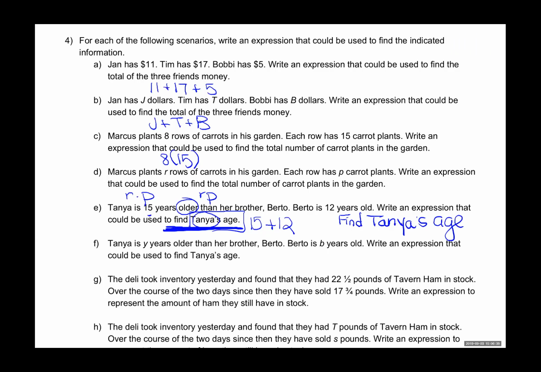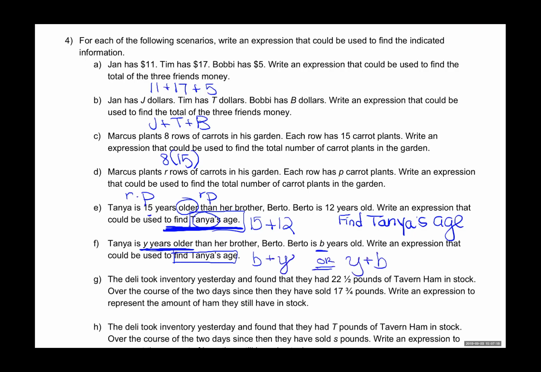Okay, let's look then at what happens if we had variables instead of numbers. Tanya is Y years older than her brother Berto. Berto is B years old. Write an expression that could be used to find Tanya's age. So once again, we want to find Tanya's age, and what we know is Berto's age, and we know how many years older she is. We know the difference in their ages. What should I do? Y plus B. Yes. And I'm going to do B plus Y, but it's not wrong the other way around.